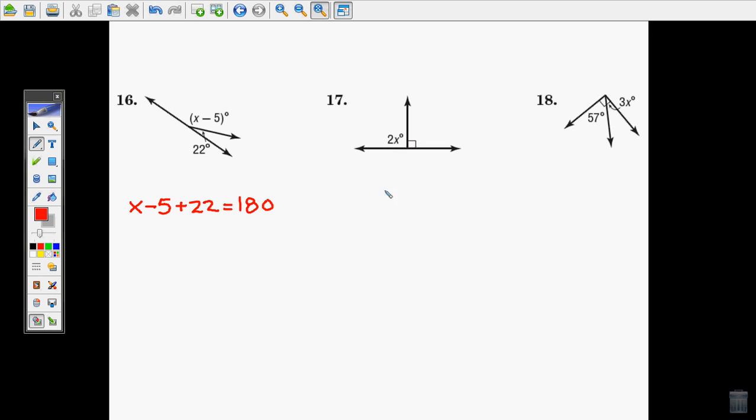Now number 17, we know what that angle equals, because if this is a straight angle and this is 90 degrees, then this also has to be 90 degrees. So if we simply set it up as 2x equals 90, we'll be able to solve that in one pretty quick step. And then finally with number 18, 3x plus 57 equals 90, since we have a 90-degree angle there. So go ahead and make sure you have these problems written down. You can work with someone maybe to get them solved. And we'll work on these more when I get back.